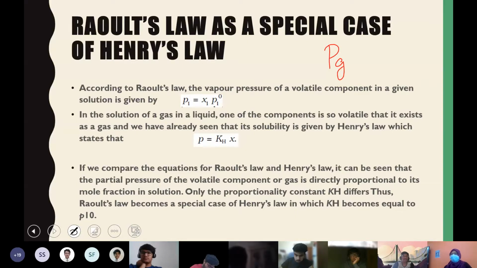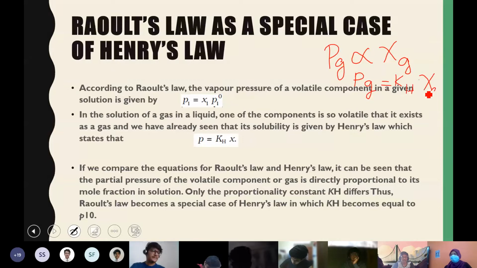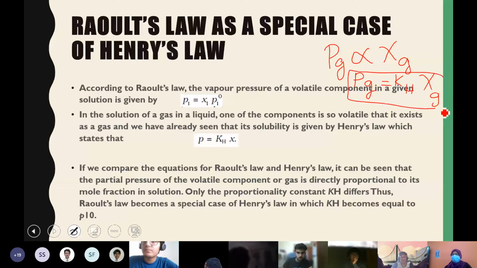So the only difference is that this is a gas which is directly proportional to its mole fraction, or you can write it as Pg, that is partial pressure of a gas, is equal to Kh into mole fraction of the gas. So this was the equation showing Henry's law. So here there is a relationship between partial pressure of a gas directly proportional to its mole fraction.